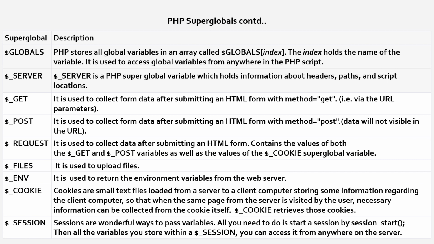$_FILES is used to upload files. Next one is $_ENV. It is used to return environment variables from the server. Next one is $_COOKIE. Cookies are small text files sent from a server to the client computer. They store some information regarding the client's computer. The advantage is that when we load the web pages, the necessary information can be collected from the cookie itself.